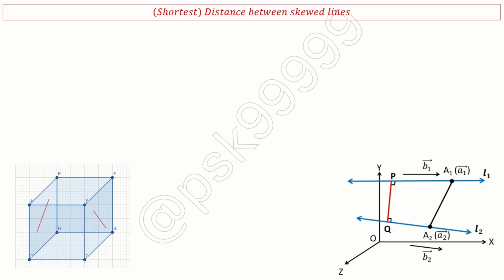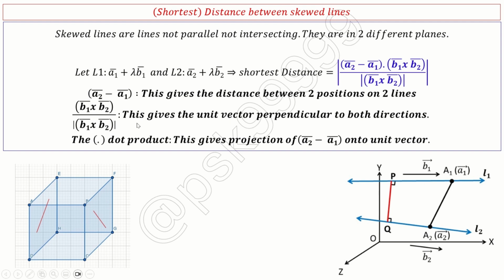Okay. So in 3D geometry, you will have distance between skewed lines. Okay. And how to do this? Let's see. Skewed lines are the lines not parallel, not intersecting. They are in two different planes. Okay, so let's say L1 equals A1 plus lambda B1. L2 is nothing but A2 plus lambda B2. Okay, or you can say mu here, no problem.